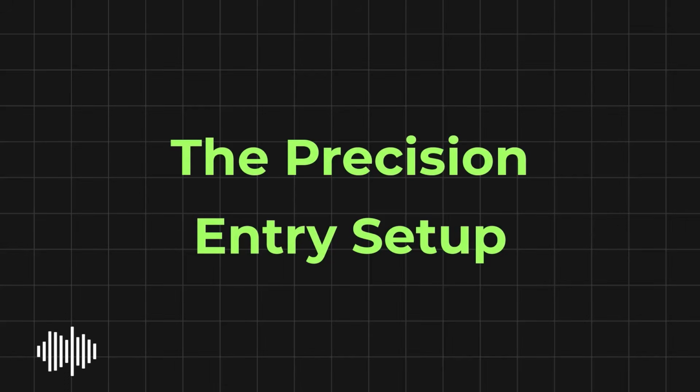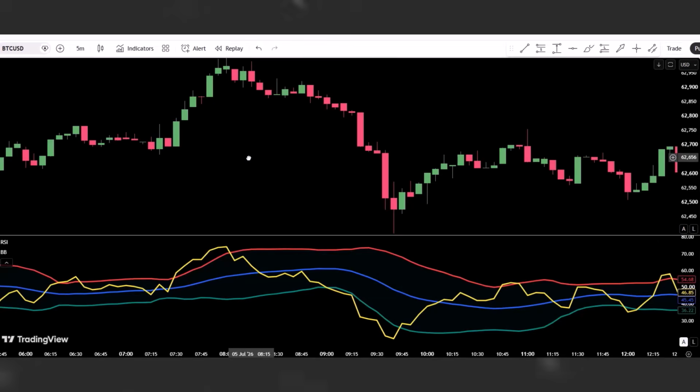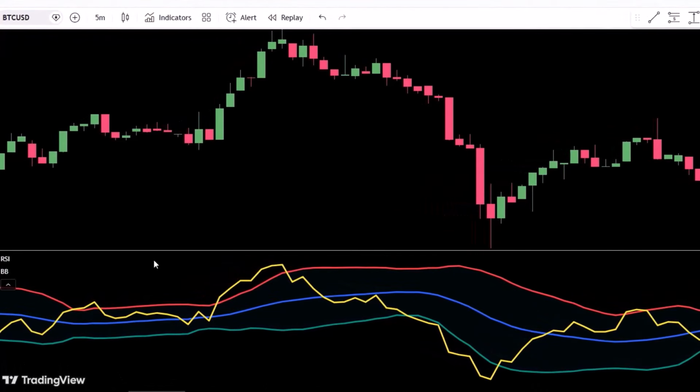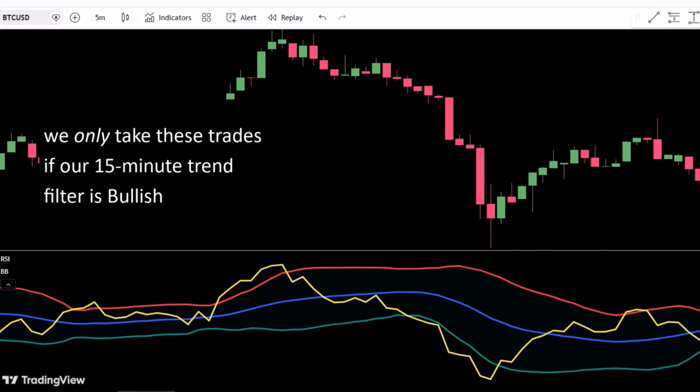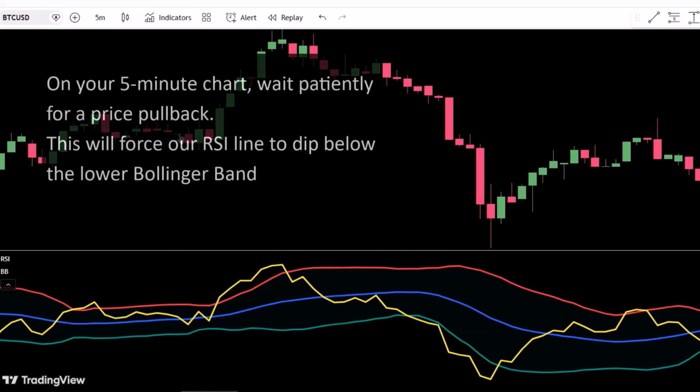The precision entry setup. Now let's define our precise entry triggers. We'll start with a buy setup. Remember, we only take these trades if our 15-minute trend filter is bullish. On your 5-minute chart, wait patiently for a price pullback.